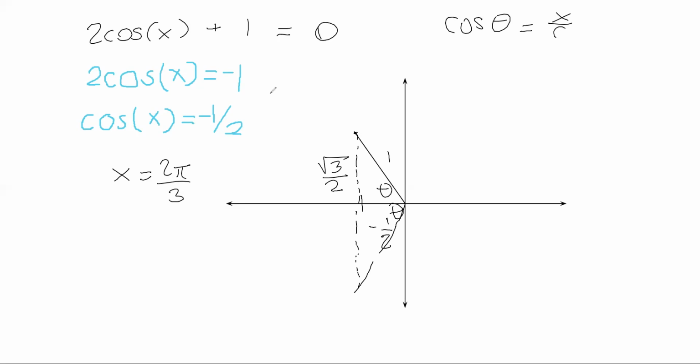I think we should try number 9. We have square root of 3 times the cosecant of x minus 2 equals 0. So what do we want to do first in this one? Isolate the cosecant. Exactly. So let's see what that looks like.